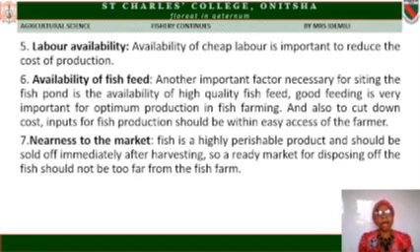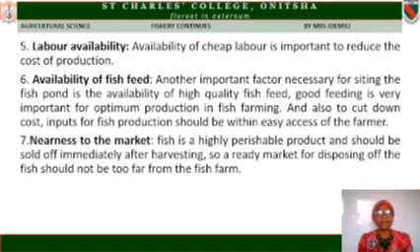Number 5, labor availability. Availability of cheap labor is important to reduce the cost of production. If the labor within that locality is very high, then the cost of production will be high, which will reduce the farmer's profit. Another one is availability of fish feed.